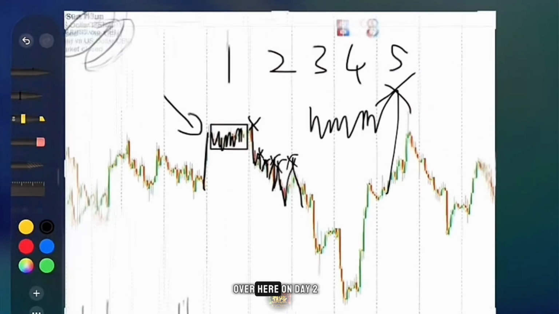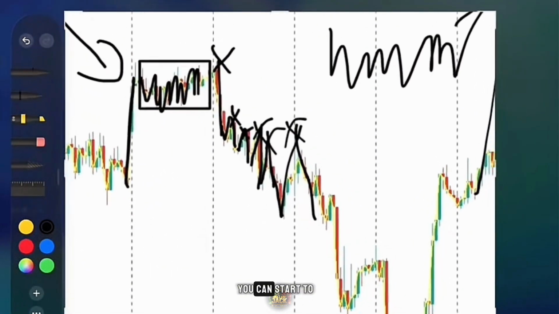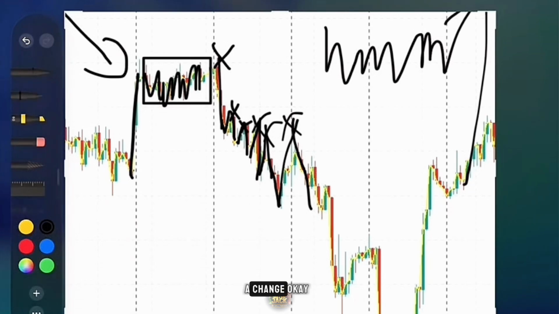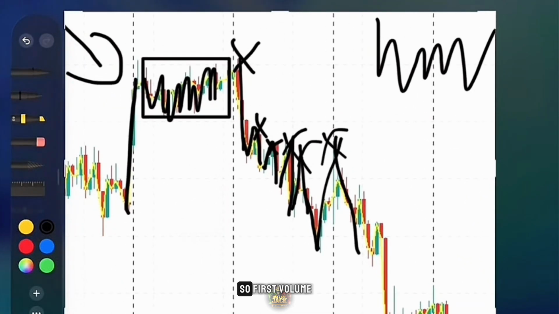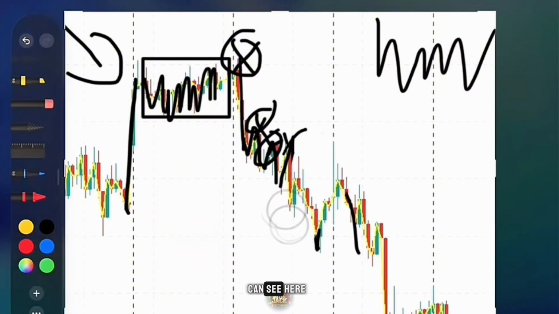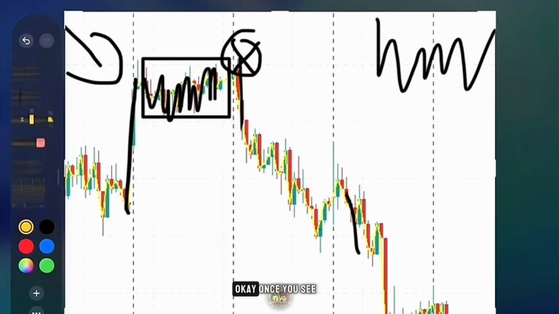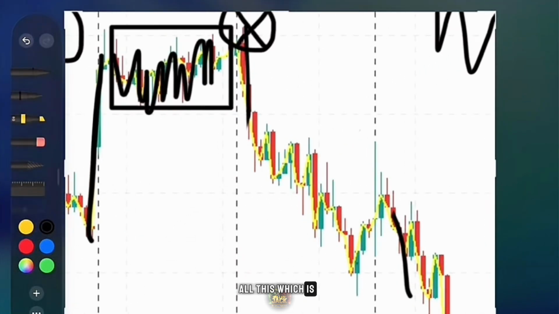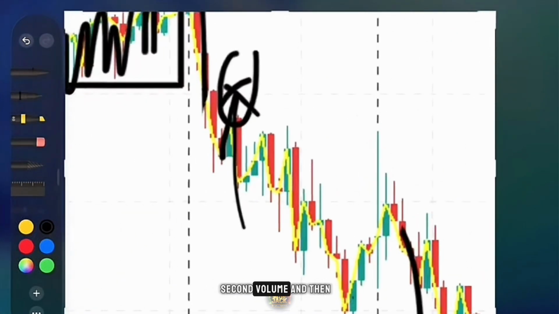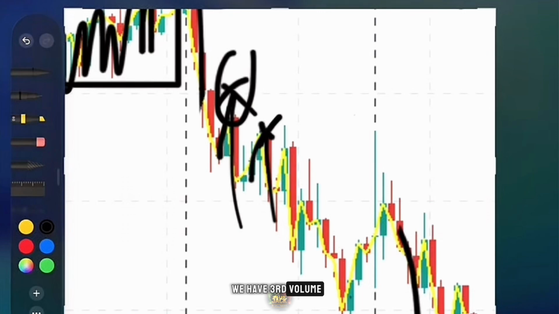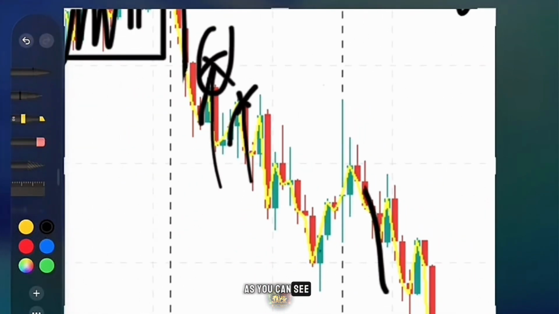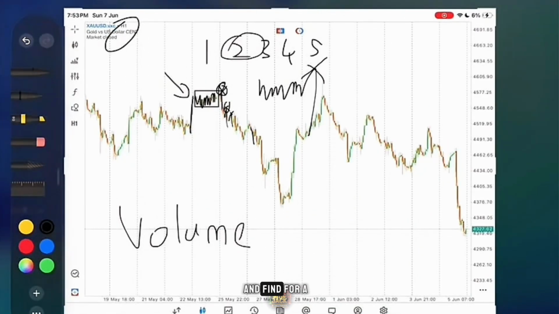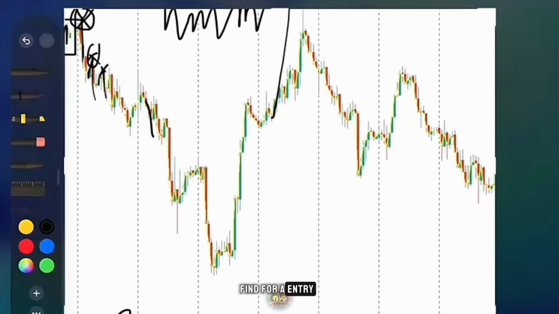Okay. Over here on day 2, you can start to see some kind of a change. So first volume, we have our second volume and our third volume. Once you see all this, you can drop down to your lower time frame and find an entry. How do you find an entry?